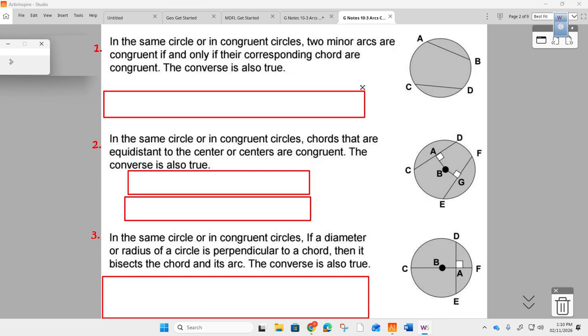It says two minor arcs are congruent if and only if the corresponding chords are congruent. The converse is also true. So minor arc AB is congruent to minor arc CD if these segments are the same length. These segments are the chords.